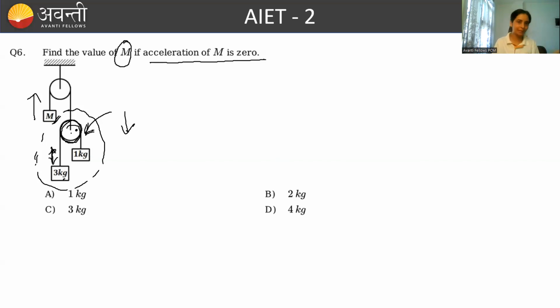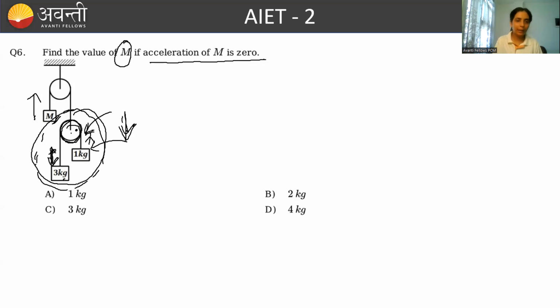If we go inside this system, we can see further motion can happen because the 3 kg and 1 kg masses are hanging around the pulley. So the heavier mass will go down and the lighter mass will go up. Inside the system also, 1 kg will go up and 3 kg will go down. This kind of motion will happen if M is moving. But here in the question it's given that acceleration of M is 0. So if its acceleration is 0, then the acceleration of this system in the downward direction will also be 0.